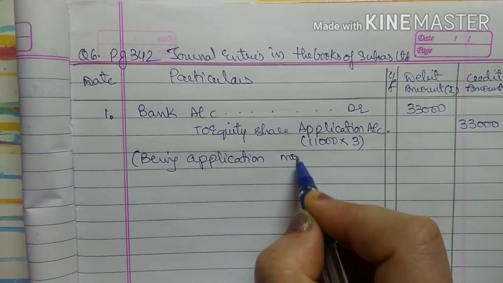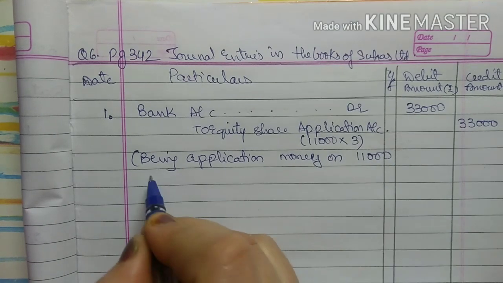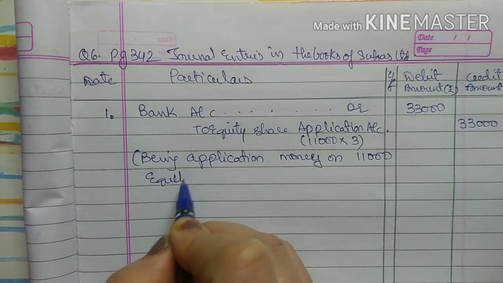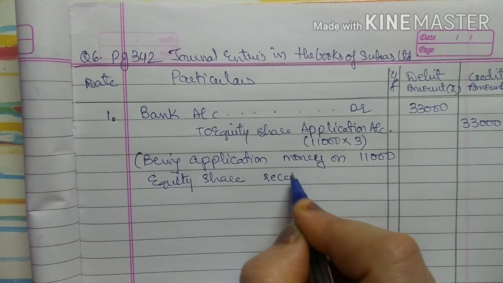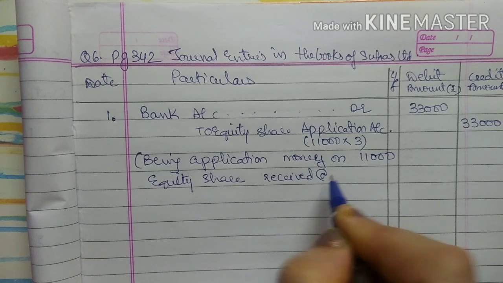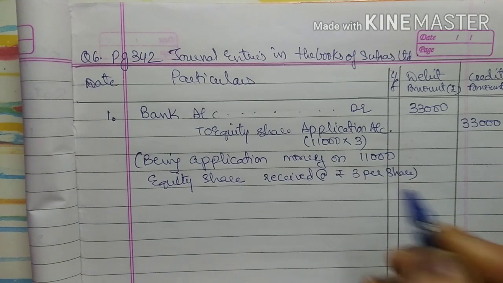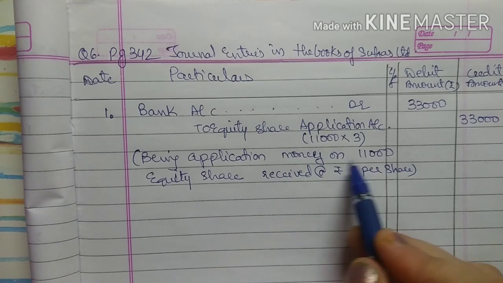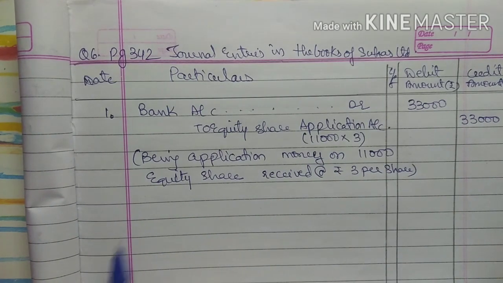So narration will be: application money on 11,000 equity shares received at the rate rupees 3 per share. Narration you can write on your own. You can write application money on 11,000 equity shares at rupees 3 per share received anyways.